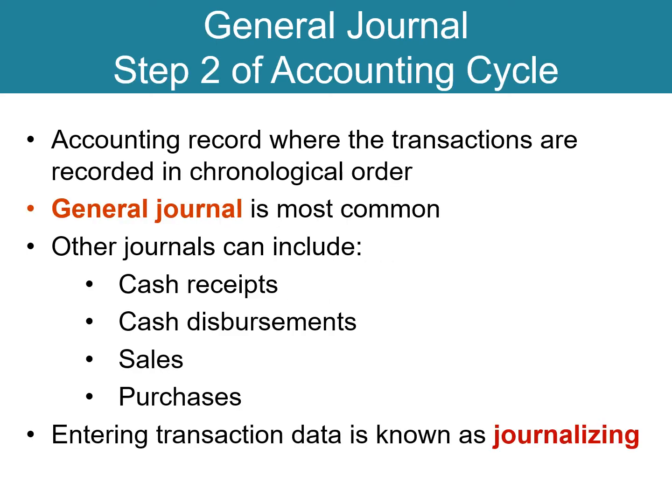General Journal, Step 2 of the accounting cycle. It is the accounting record where the transactions are recorded in chronological order. Chronological order basically means according to when it happens. So first, second, third, fourth as an example. General Journal is more common. Other journals can include, for example, cash receipts, cash disbursements, which means to pay out, sales, and purchases. Entering transaction data is known as journalizing.